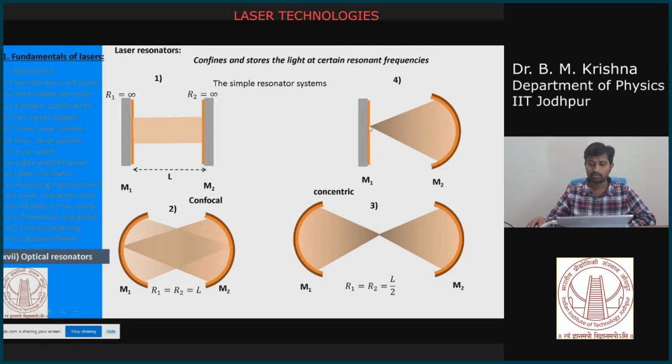So if the angle is like this, then it reflects like this. If it is incident perpendicularly, then it will reflect back perpendicularly. So that means whatever direction the light comes in, the reflection angle will also be the same, so that the light will reflect back exactly to this spherical mirror. Now the radius of curvature for these two: R1 equals infinity and R2 equals L. So L is your length of the resonator.